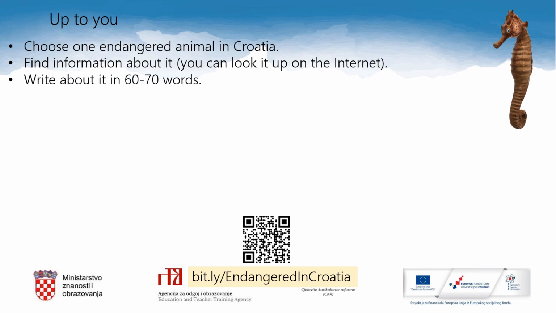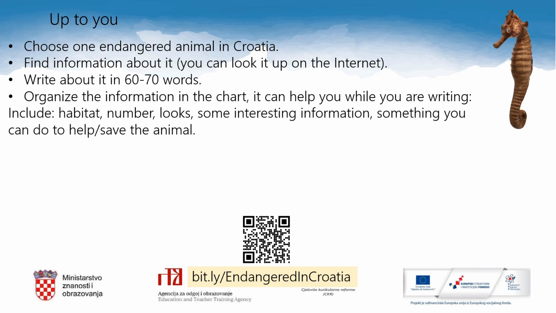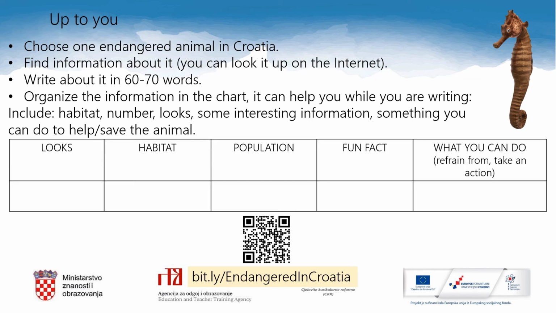Write about it in 60 to 70 words. Organize the information in the chart. It can help you while you are writing. Include habitat, number, looks, some interesting information, something you can do to help or save the animal, and at least 5 phrasal verbs.